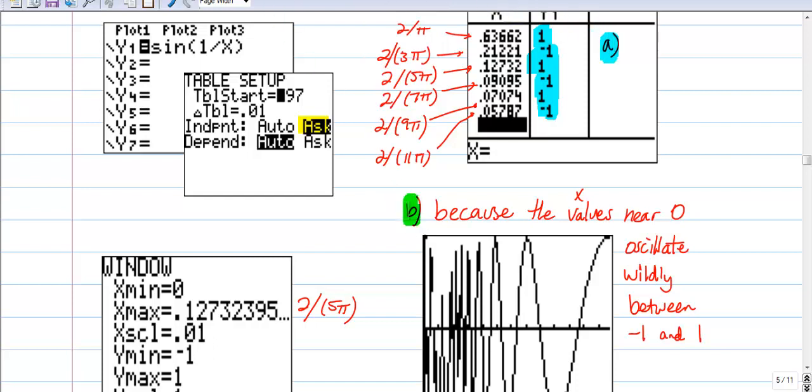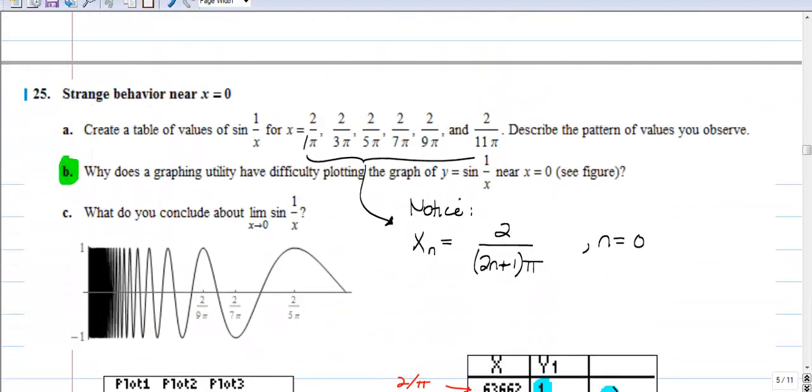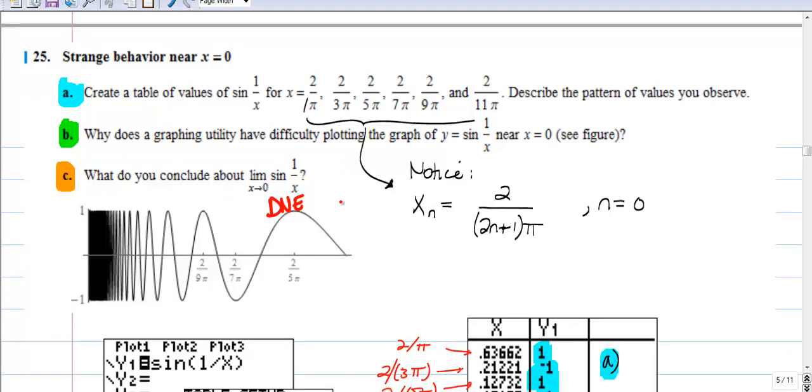And this is going to be my answer to part B. And then for part C, what can you conclude about that limit? Well, it's never going to exist. It does not exist because it's not going to approach anything because it's bouncing back and forth between 1 and negative 1. So that's how I would look at this problem number 25.